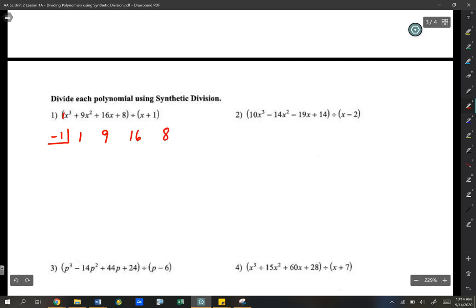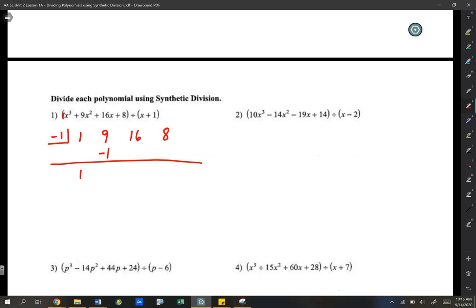And I wasn't missing any terms. I have the x cubed, I have x squared, x to the first, and then the constant. So I just need 1, 9, 16, and 8. I don't need a 0 placeholder. You're going to bring the 1 down, and you're going to multiply the 1 by negative 1, and that goes here. Then you add them together.